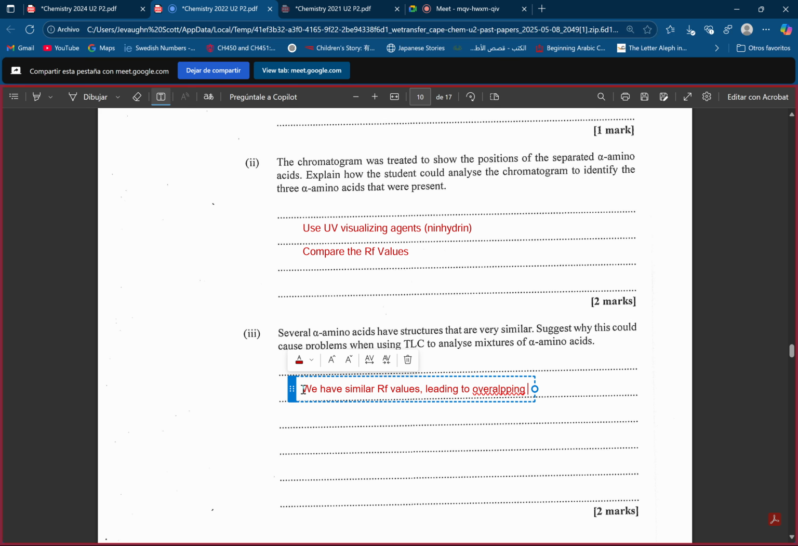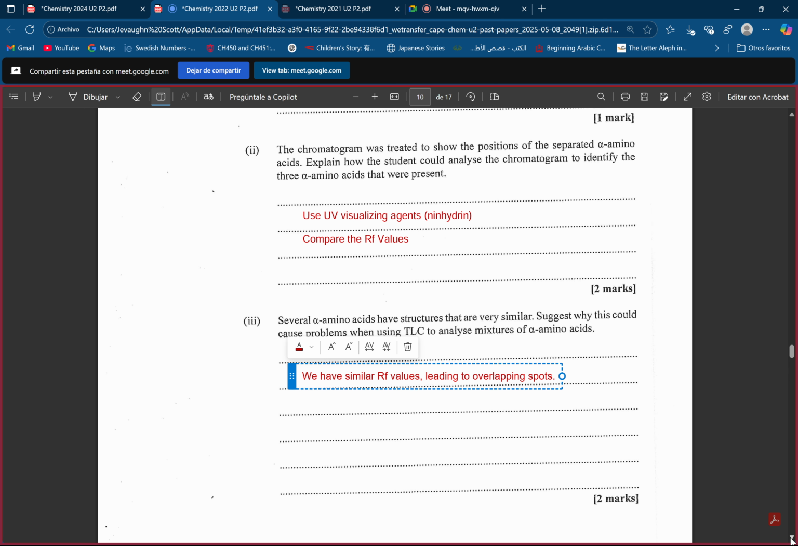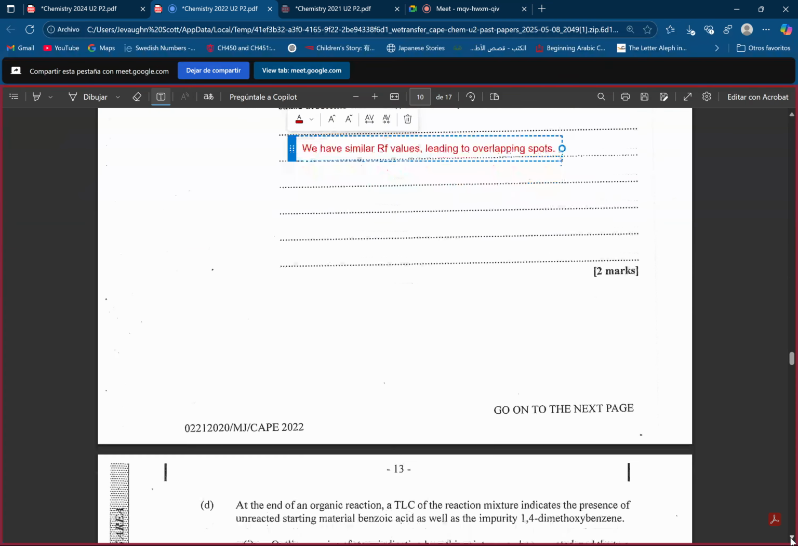It would lead to overlapping spots or bands. So that would be a problem there. If you have very similar structures, they're going to be overlapping on the TLC plates, right?